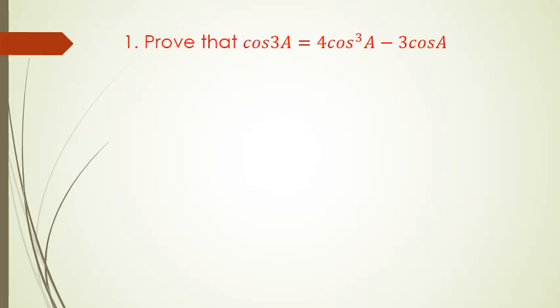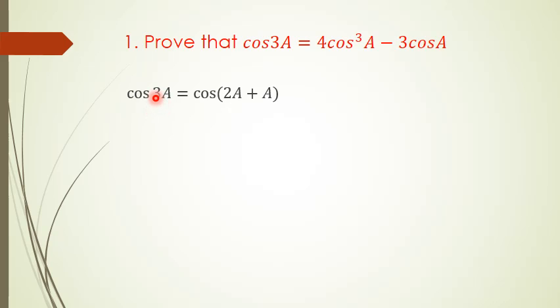Example number 1. Prove that cos 3a equals 4 cos cubed a minus 3 cos a. Now we do not have a formula for triple angles, so we rewrite 3a as 2a plus a and expand that using compound angle formula and then observe what happens.